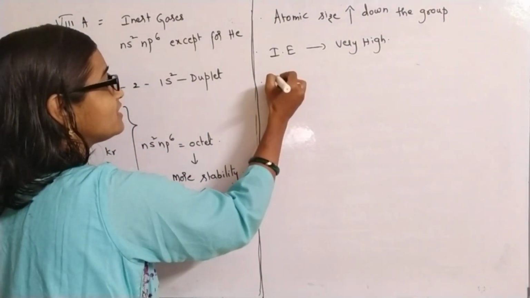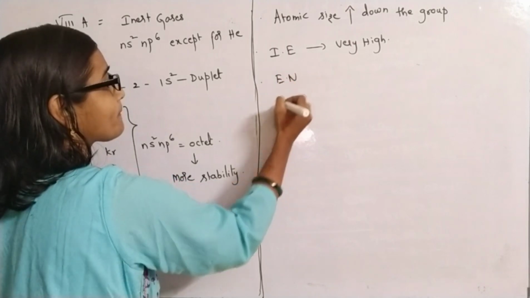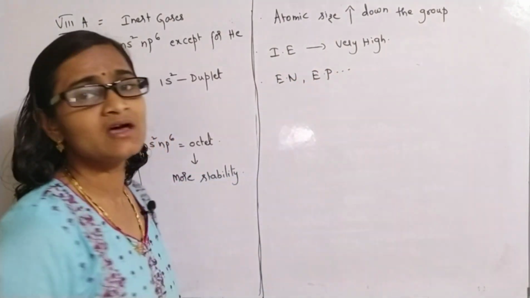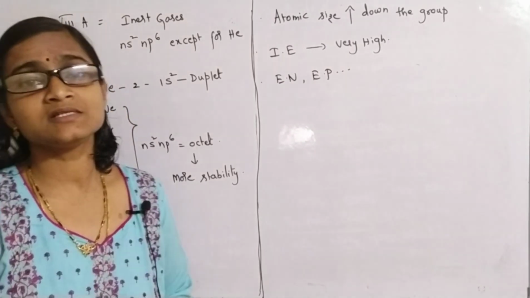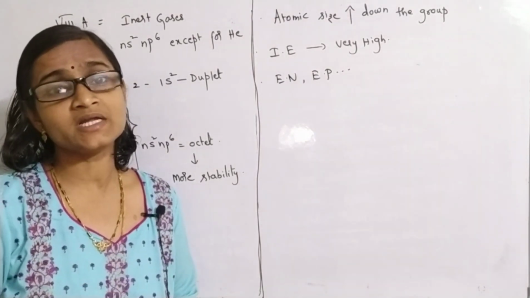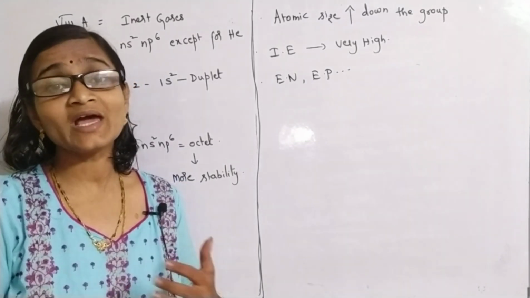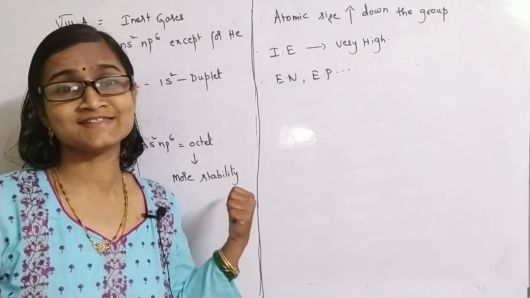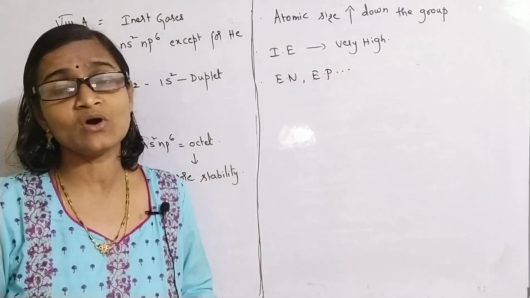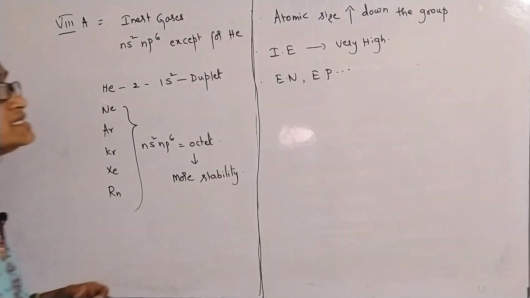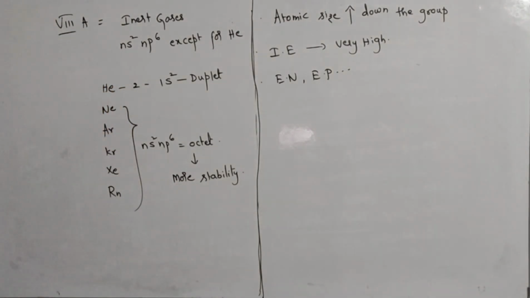And if you go for electronegativity, electropositivity, these properties are not wanted by them. These properties are meant for what? Meant for other elements which are trying to acquire stability like that of these inert gases. But because of octet configuration, they are already stable. So we need not study properties like that.